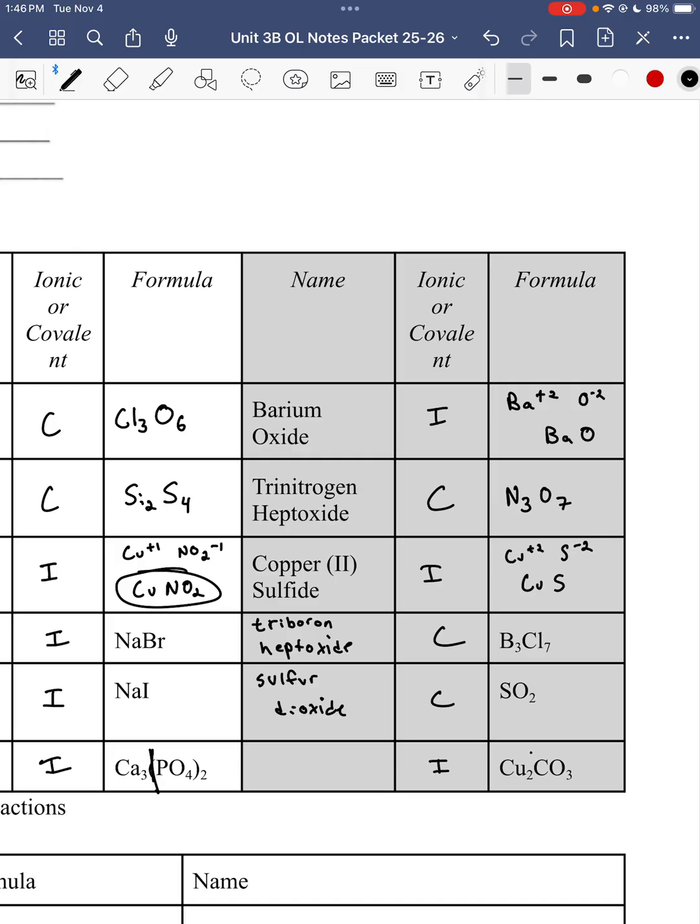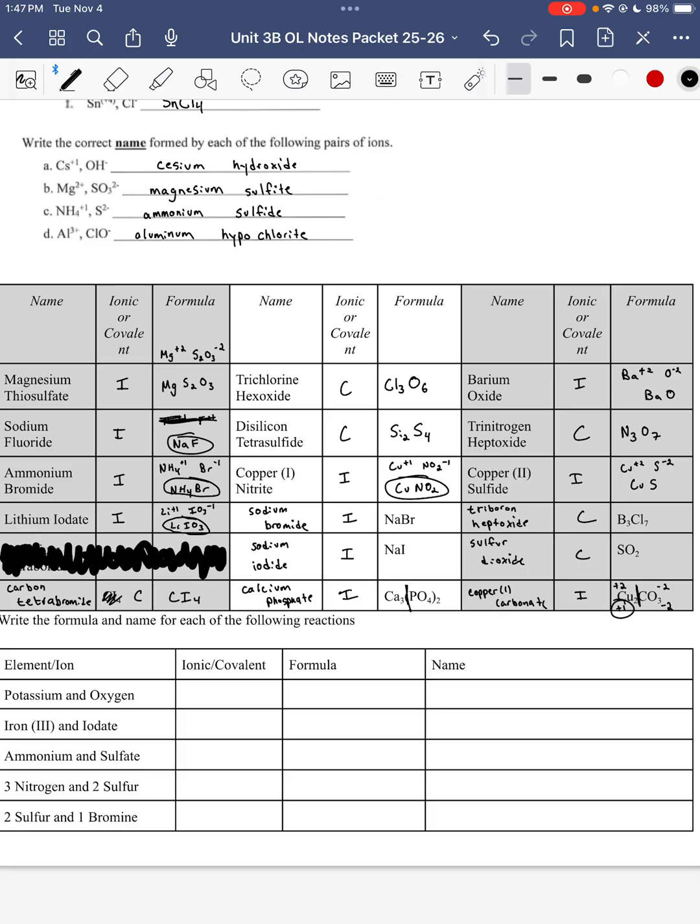Lastly, I have an ionic with a transition metal, so let's figure out its charge. CO3 has a minus 2 charge. And there's one of them, so that means there's an overall minus 2 charge here. That means I need a plus 2 charge here. Since I have 2 coppers making up that plus 2 charge, each copper is just plus 1, which means when I name this, it is called copper 1 carbonate, indicating the charge of a single copper in parentheses.